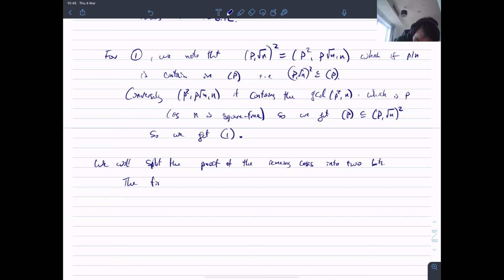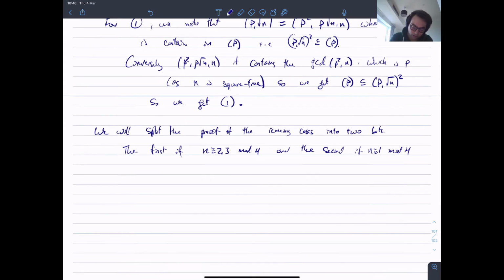The first, if n is congruent to 2 or 3 mod 4. And the second, if n is congruent to 1 mod 4. Remember that when we looked at what the ring of integers was for a quadratic field, we saw that there were 2 cases, one depending on if your n was 2 or 3 mod 4, and one if it was 1 mod 4. And so this is exactly what I'm splitting. In the 2 and 3 mod 4 case, the ring of integers has a special form. It just looks like Z root n, so it's a bit simpler. In 1 mod 4, it looks like Z adjoin 1 plus root n over 2, so it's a bit more complicated.